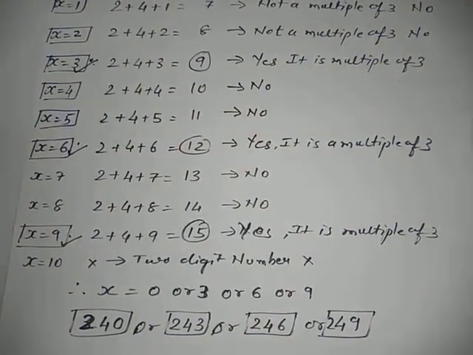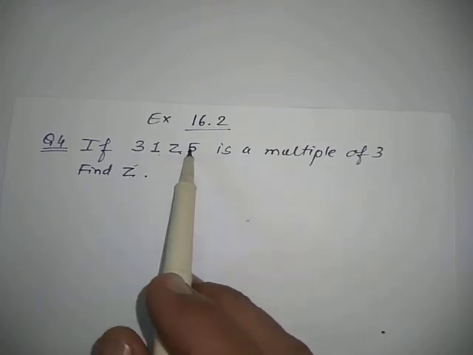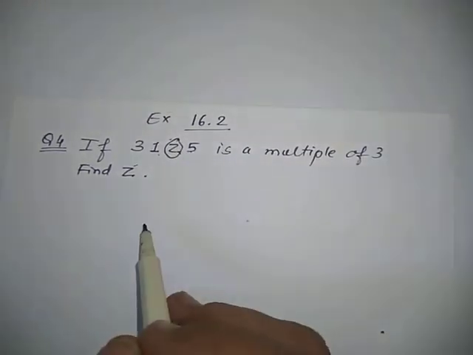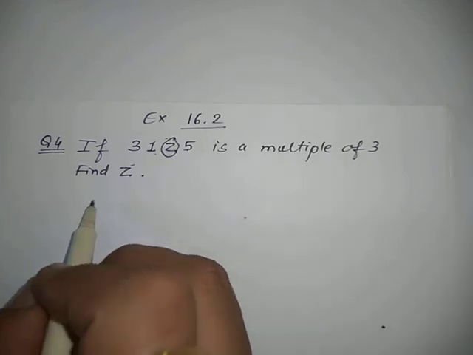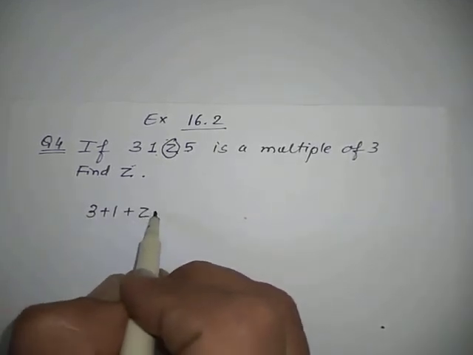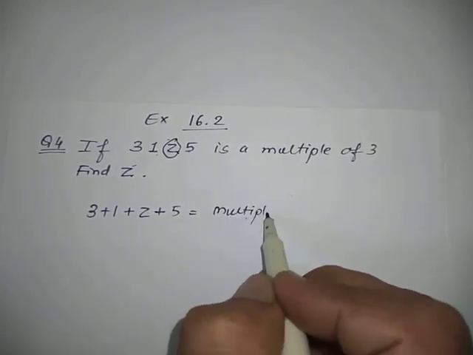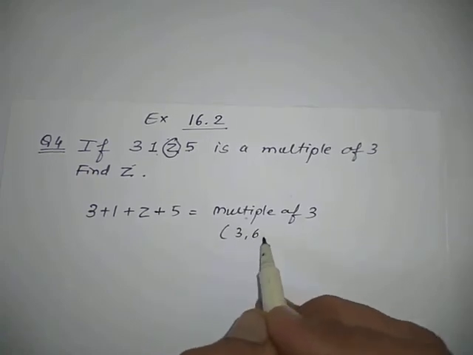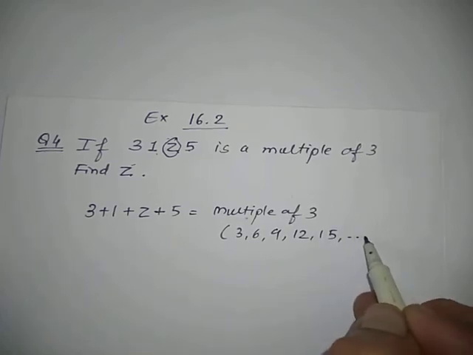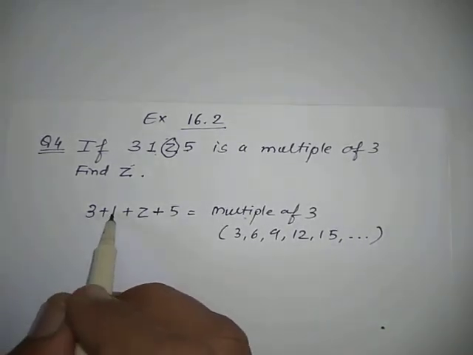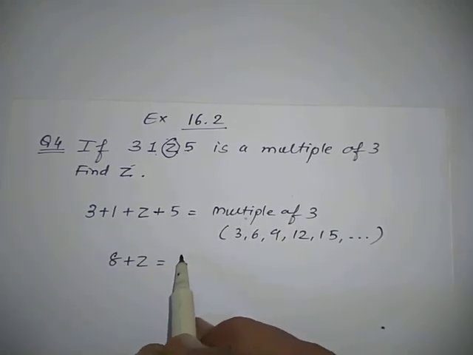Okay, so a similar type of question, and this figure is 31z5. So we need to find the value of z as a letter. It is a multiple of 3. As we know the divisibility test of 3, that is 3 plus 1 plus z plus 5, and it is a multiple of 3. It can be 3, it can be 6, it can be 9, it can be 12, it can be 15, and so on. So first, 3 plus 1 is 4 plus 5, that will be 8 plus z, and that will be a multiple of 3.